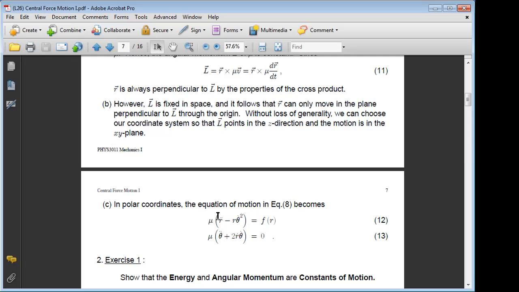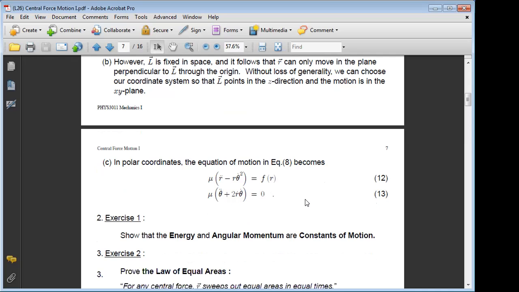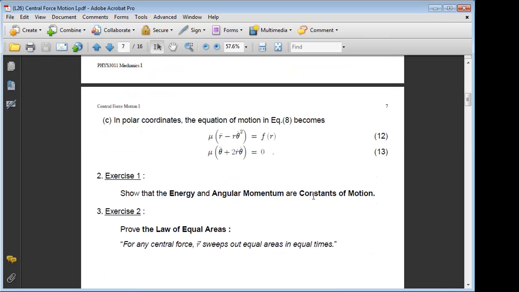Now, in polar coordinates, the equation of motion in equation 8 becomes the radial equation and also the angular equation. Since there is no torque, we have 0 here, and in the radial direction, we have a central force, F(r). Now show that the energy and angular momentum are constants of motion. Can anyone answer this question quickly?